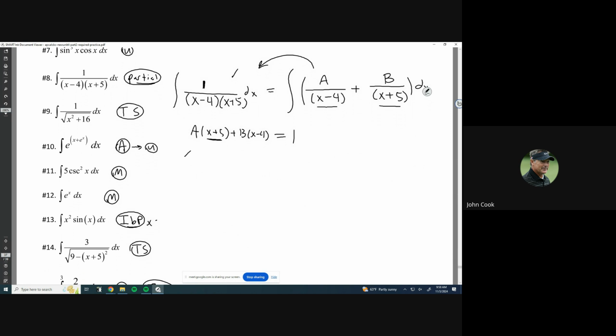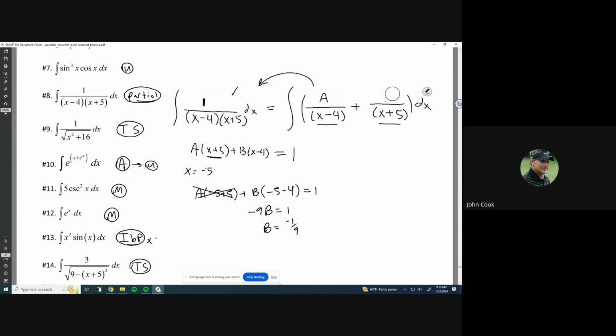Because if you let x equal -5, then it becomes a times -5 plus 5, which would be 0, cancels out the a, and then b times -5 minus 4. And that's a number, right? So this part goes away because it's 0, and then you have -9b equals 1. So that means that your b value is equal to -1/9. And you would have found that from the system of equations as well, but this is just an easier way to do it. So I'm going to write -1/9 up here.